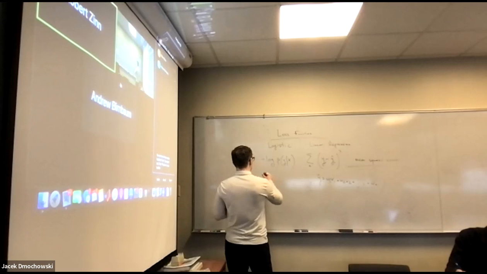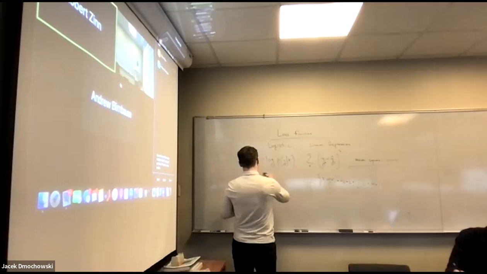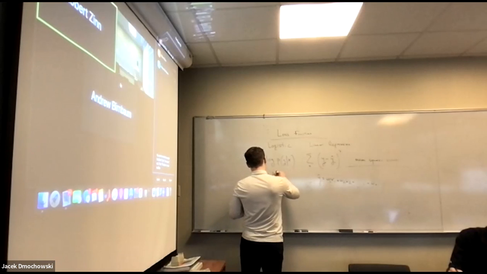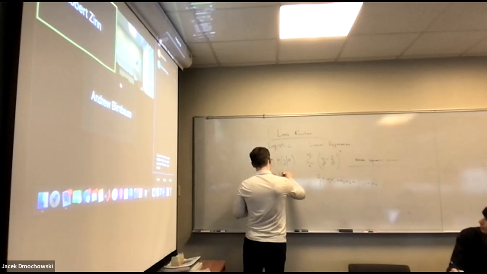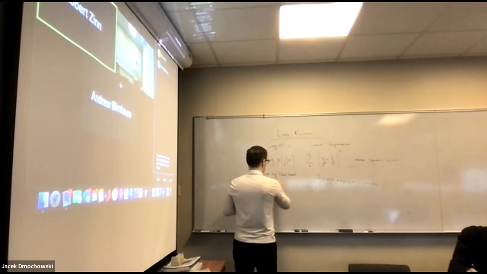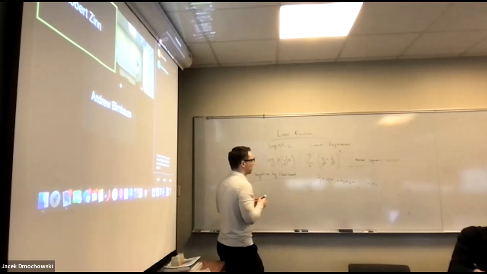This is called the negative. That's mean squared error, and this is called a negative log likelihood.